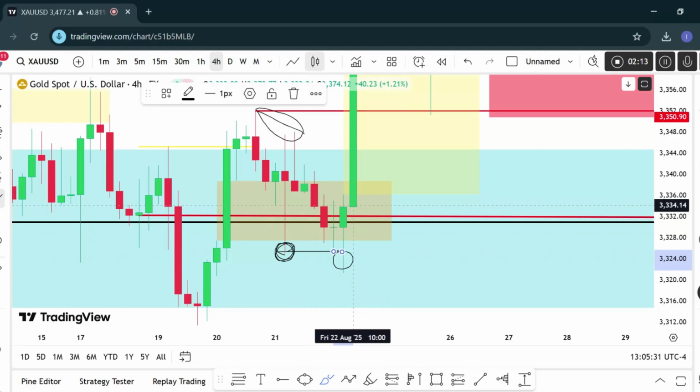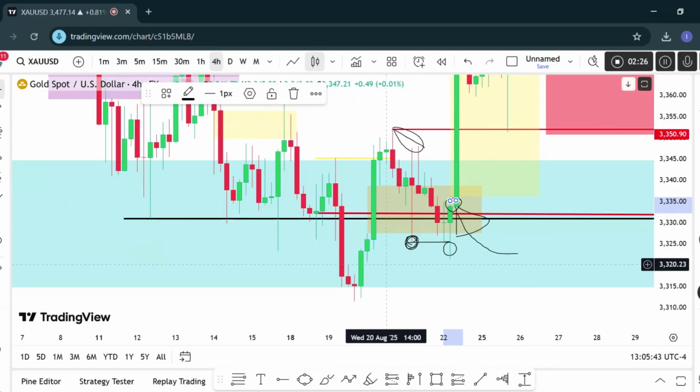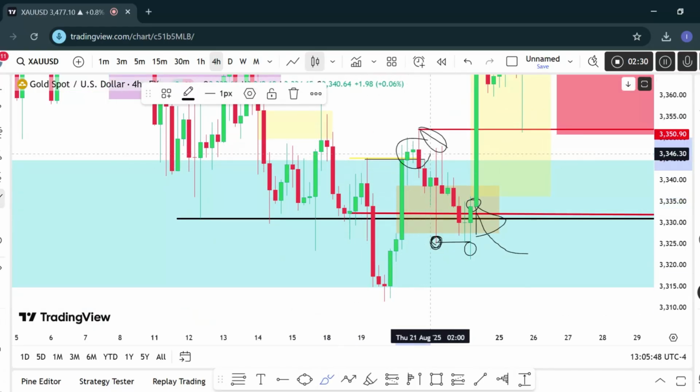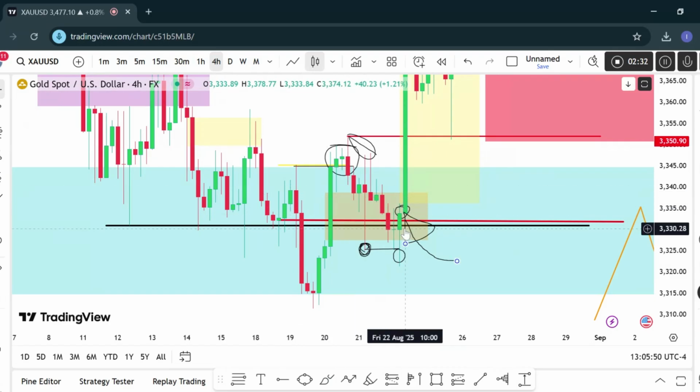And then in the New York session, and yeah, I don't like to trade gold in the London session. I am always in the New York session. And in the New York session there, you should start buying. You don't wait for that market structure shift again the next time. You should only wait for it the first time. The second time, you should not wait for it.